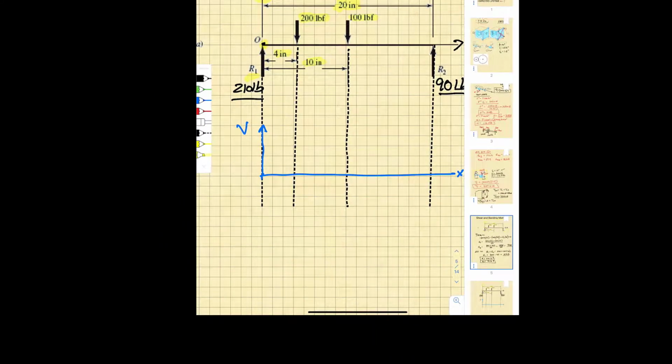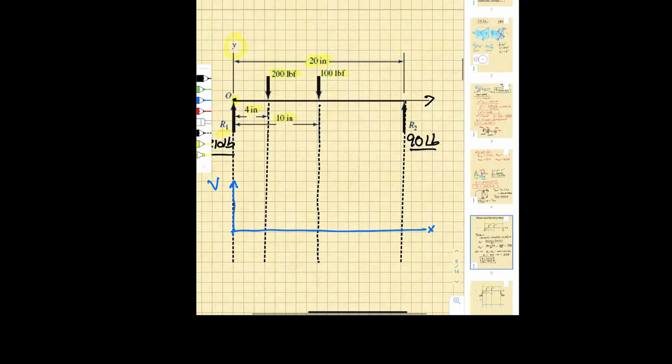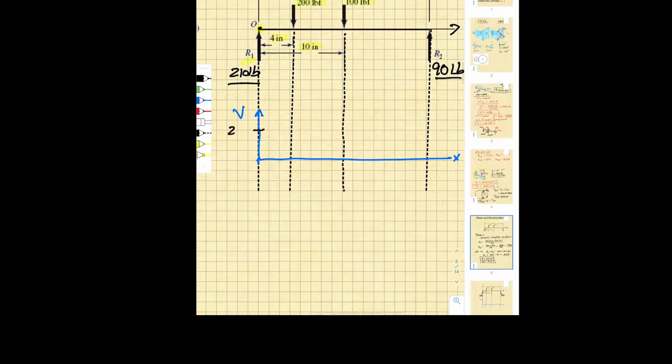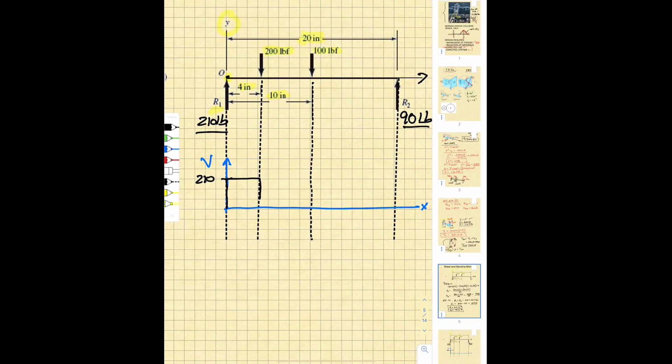Okay, so first thing we're going to do is at the end of the beam, we know that we have 210 pounds. So we immediately jump up to 210. That stays the same until we get to 4 inches. Then we have to subtract 200 from it. So we come down by 200, and that leaves us at a magnitude of 10 pounds right there. That stays constant until we come to the 100-pound load, and then we drop downward by 100 pounds. Takes us down to minus 90, and then we move across here, and we have 90 pounds at the other end, and we end up at 0.